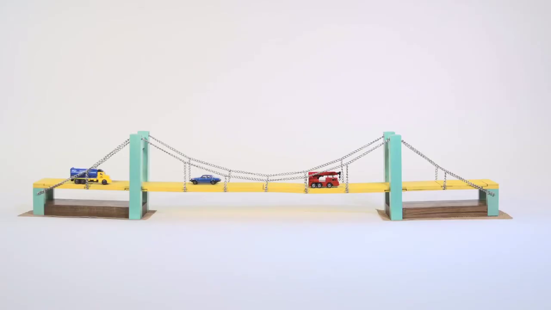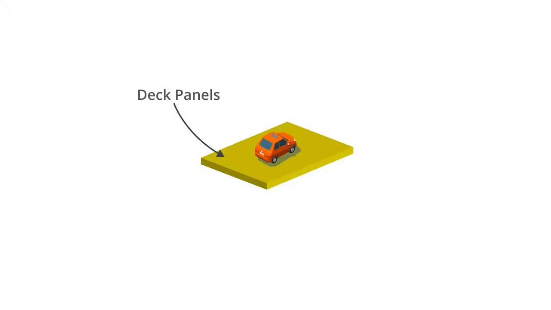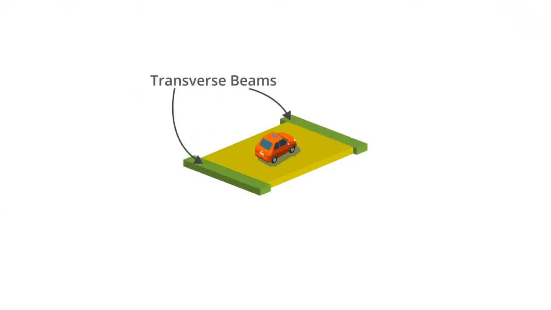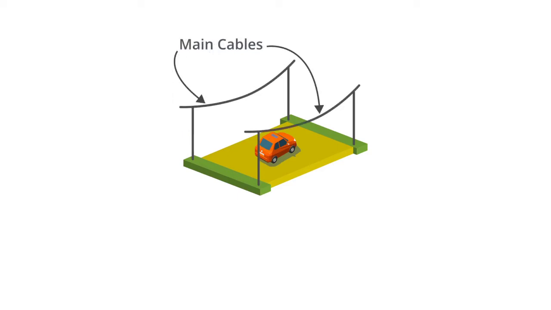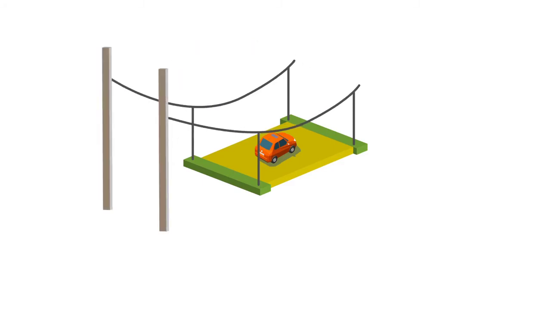The next challenge is how to transfer the vehicle and other loads to the main cables. This load transfer is usually done using deck panels, and they are carried by beams running across the width of the bridge. The ends of these transverse beams are in turn carried by vertical rods or wires called suspenders, and they are in turn connected to the main cables, which rest on the towers and their foundations. The complete load transfer path involves the deck panels, transverse beams, suspenders, main cables, towers, and foundations.